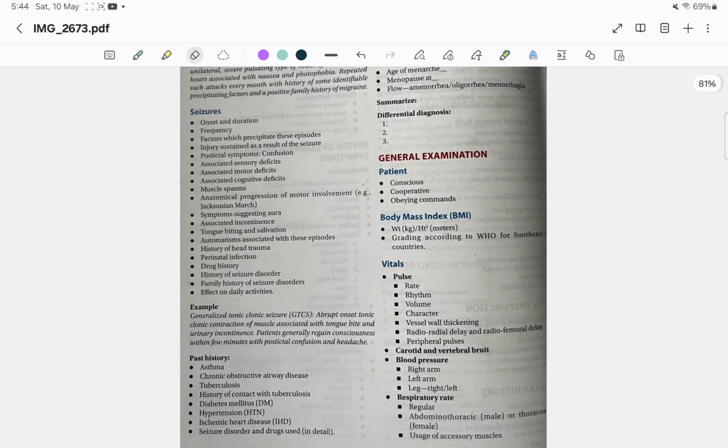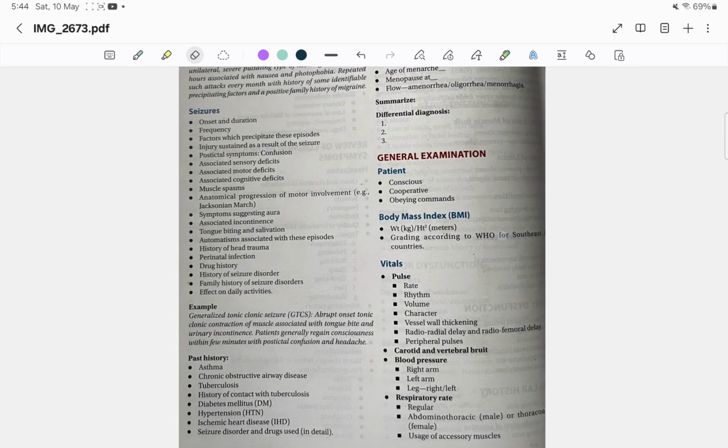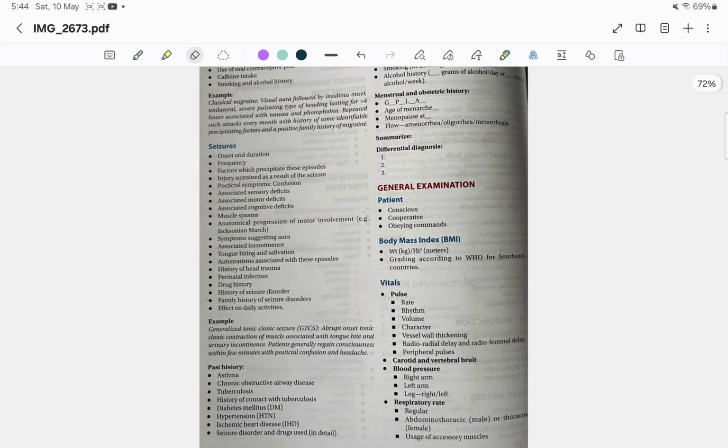Then we have vitals. In vitals, you need to understand rate and rhythm. Rate, if it's high, means it's tachycardia. It's seen in raised ICT, or even with raised ICT you can see bradycardia also. Then we have rhythm. An irregular rhythm signifies the patient has atrial fibrillation, and that can cause embolic stroke.